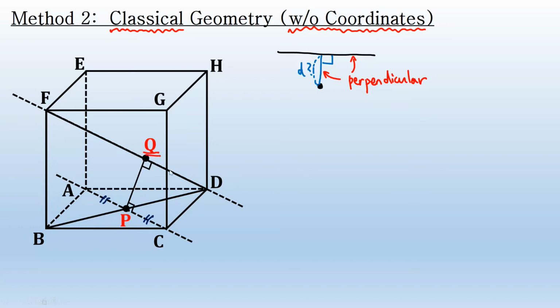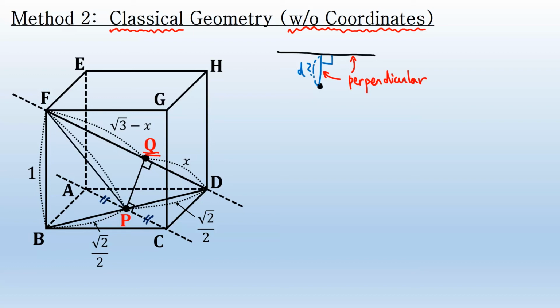But point Q, which is the foot of perpendicular from point P onto line FD, is not a midpoint of the line segment FD. So we have to let QD equal x, which means FQ equals square root of 3 minus x. And this length is of course 1, and moreover, distances BP and PD are both square root of 2 over 2, and by the Pythagorean theorem, we can calculate the length of PF, which is square root of 1^2 + (square root of 2 over 2)^2, and therefore square root of 6 over 2. So this length is square root of 6 over 2.